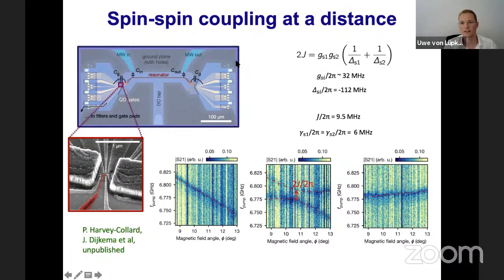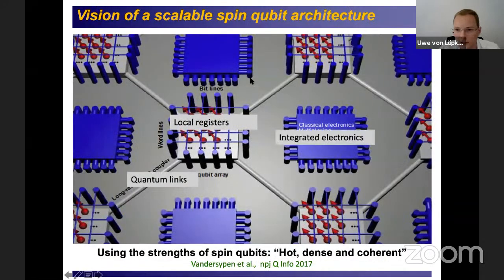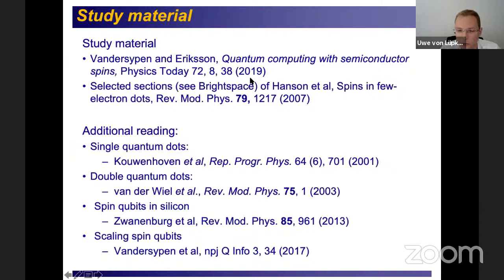Excellent. Thank you, Lieven. I always find this very inspiring that all these things can be done on miniature scale, much smaller than the superconducting qubits that we build here. And I'm very curious to see how this evolves.